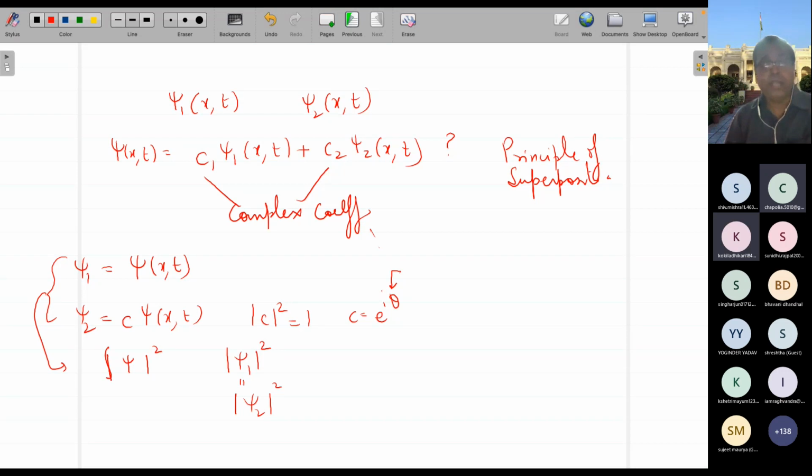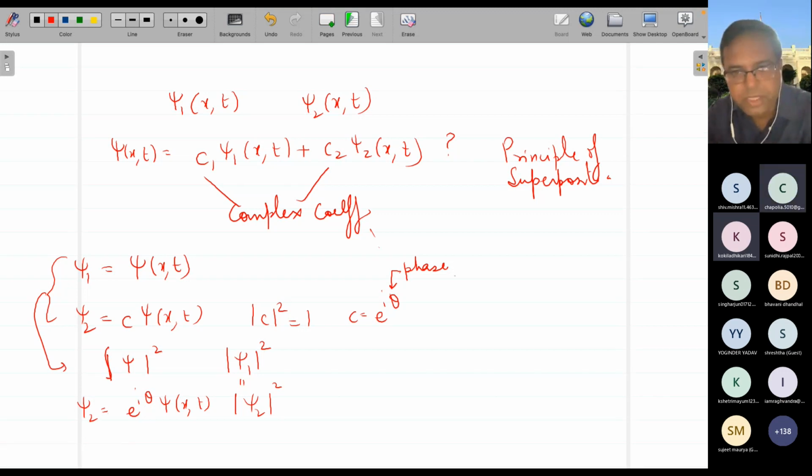So it is physically indistinguishable in terms of observables. This theta is called the phase, the famous phase. What it says is that if I multiply my wave function by any complex number of unit norm, such that mod c square is equal to 1, then that wave function is indistinguishable, and that is what the phase is about. This is where theta is a phase.